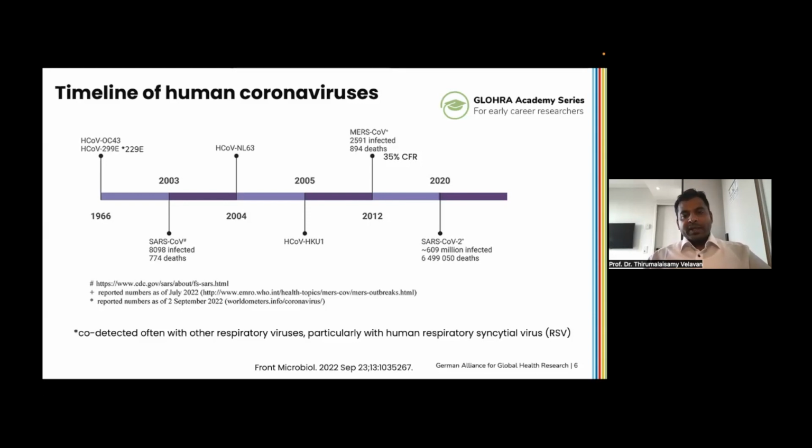Followed by the 2019-2020 nCoV, or the SARS-CoV-2, which has been the large pandemic in the last 2.5 to 3 years. But now, as you may know, in the last 2 days, WHO has reduced the involvement of SARS-CoV-2. It's no more a public health emergency of concern.